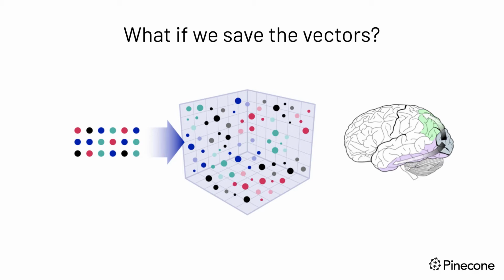The question we want to ask ourselves is, what happens if we save all these vectors? What happens if we now aggregate millions or billions of these semantically rich vectors? What higher cognitive functions can we enable on top of those as a system?